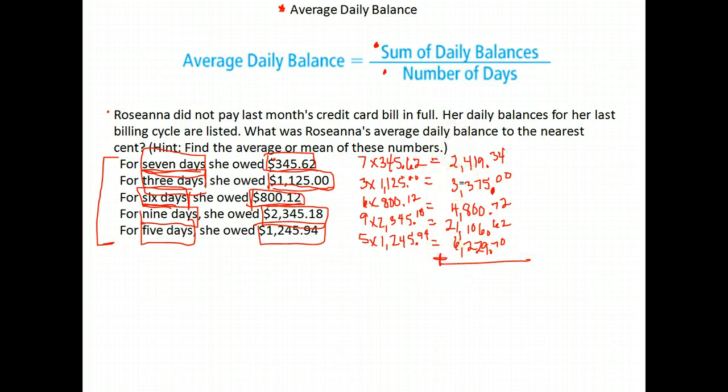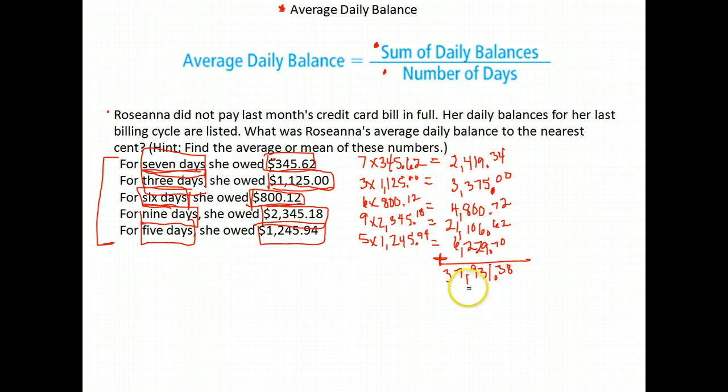Now we want to total those so that we have a total of all the days together. So we're going to add all of those numbers together: $2,419.34, $3,375, $4,872, $21,106.62, and $6,229.70. When we do that, we get a total of $37,931.38.